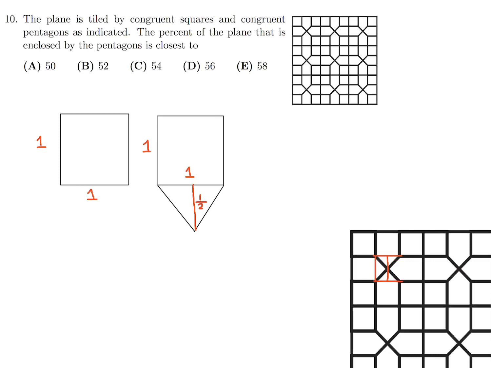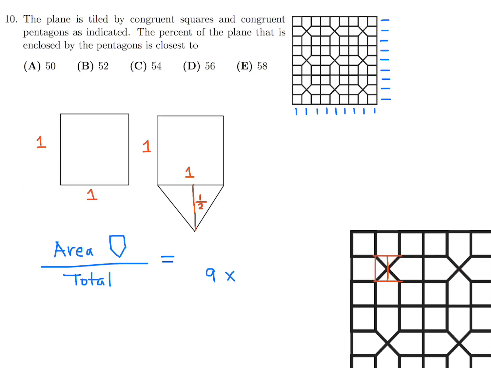So they want the percentage of the plane that is enclosed by pentagons. So that means they want the area of all the pentagons, all of these guys, over the total area. All right. So the total area, it looks like 1, 2, 3, 4, 5, 6, 7, 8, 9. 1, 2, 3, 4, 5, 6, 7, 8, 9. So since I've labeled them all 1, it's 9 times 9. Is it a square? Did they tell us that it's a square? Well, it doesn't matter. It is a square.